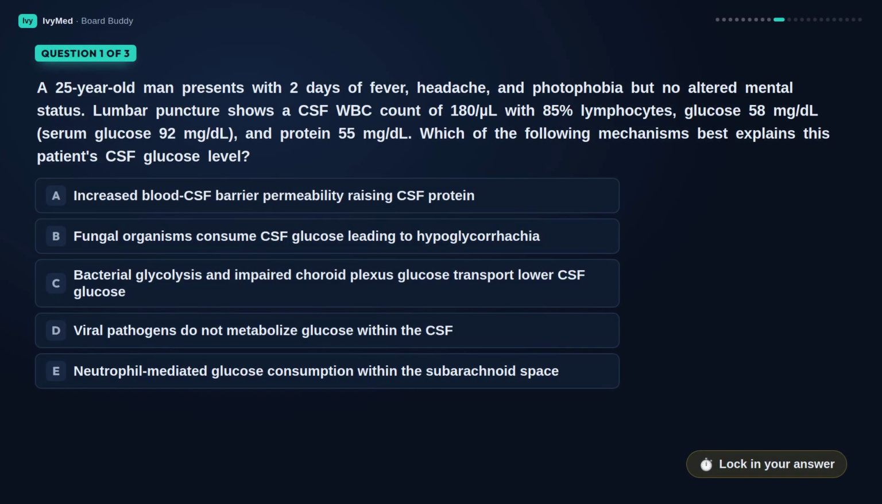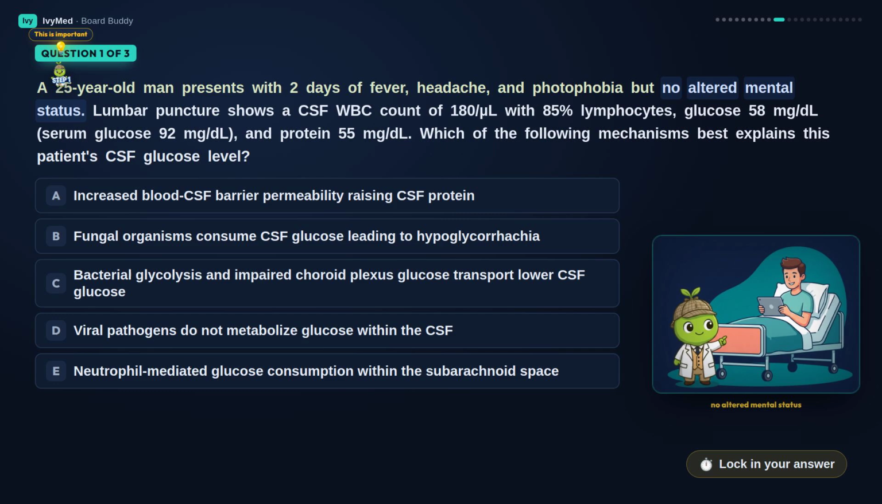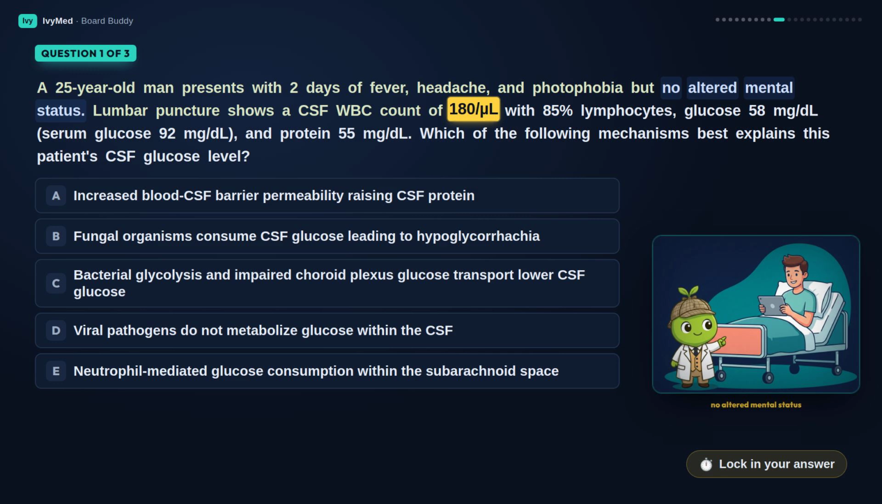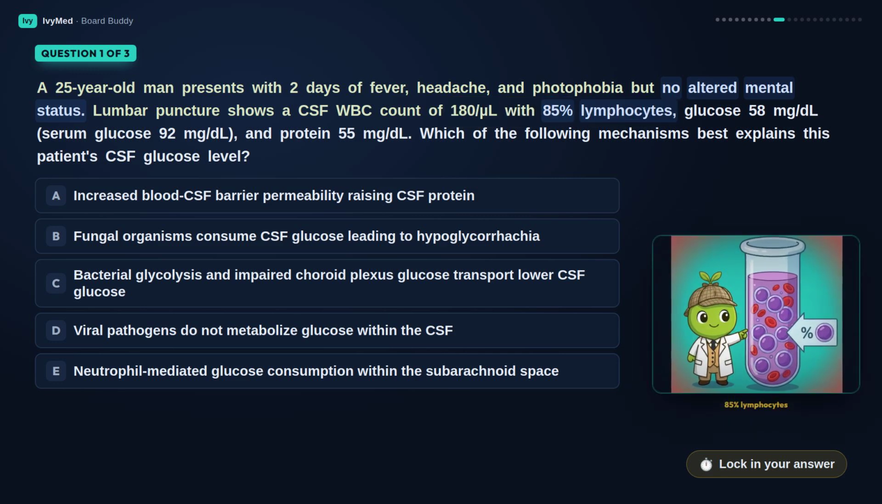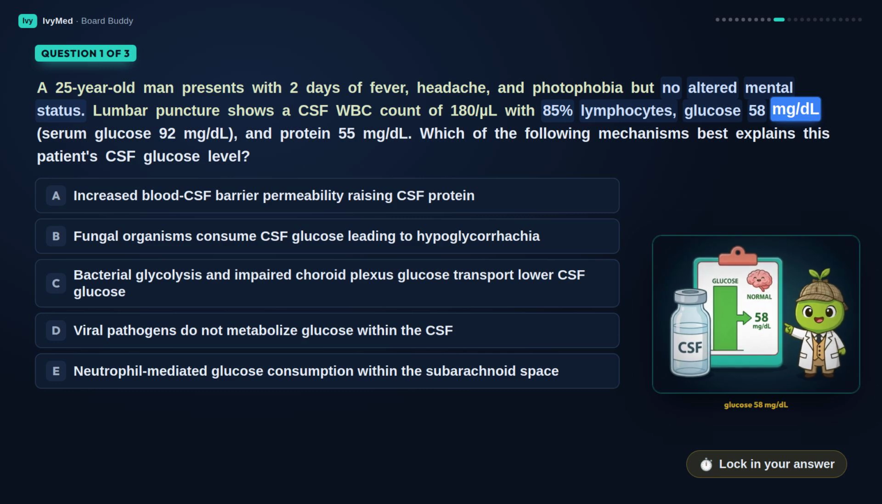Part 4. The questions. Question 1 of 3. A real NBME-style stem from our data. A 25-year-old man presents with 2 days of fever, headache, and photophobia, but no altered mental status. Lumbar puncture shows a CSF WBC count of 180 per microliter, with 85% lymphocytes. Glucose 58 mg per deciliter, serum glucose 92 mg per deciliter, and protein 55 mg per deciliter. Which of the following mechanisms best explains this patient's CSF glucose level? Lock in your answer.